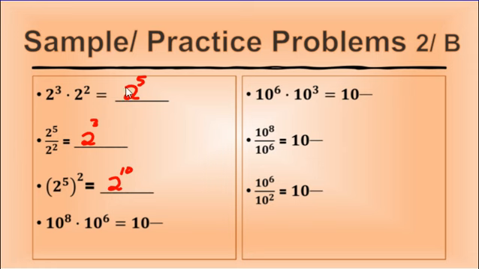10 to the 8th times 10 to the 6th would be 10 to the 14th. So just adding these exponents. 10 to the 6th times 10 to the 3rd would be 10 to the 9th. 10 to the 8th divided by 10 to the 6th, you're subtracting the 2, so it would be 10 to the 2nd. And 10 to the 6th divided by 10 to the 2nd would be 10 to the 4th.